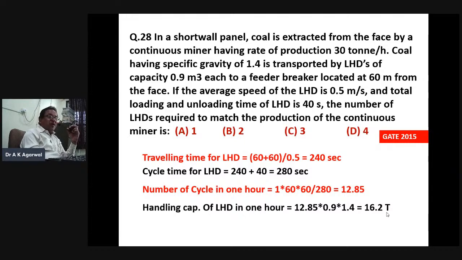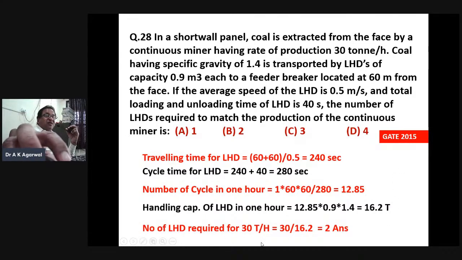In 1 hour, one LHD can handle 16.2 tons of coal. But coal production is 30 tons per hour. So how many LHDs will be required? So number of LHD required for 30 tons per hour is equal to 30 divided by 16.2. It will come to 1.8 or something, but the number of LHD cannot be in fraction. So the number of LHDs required will be 2. So 2 LHDs will be required to handle 30 tons of coal production in 1 hour.